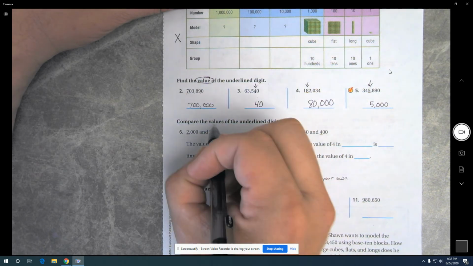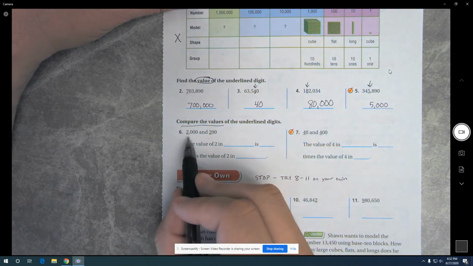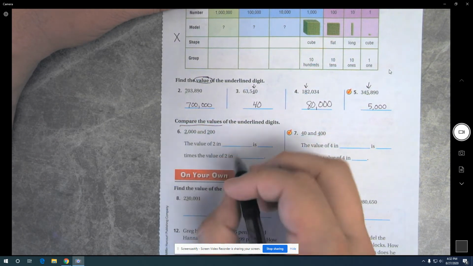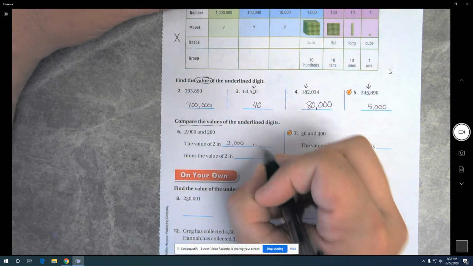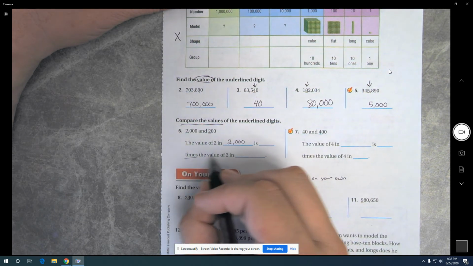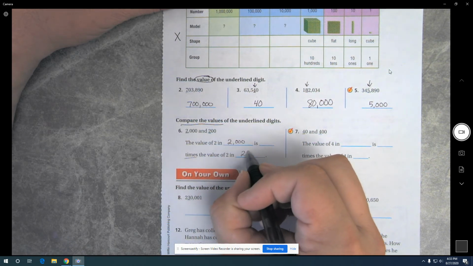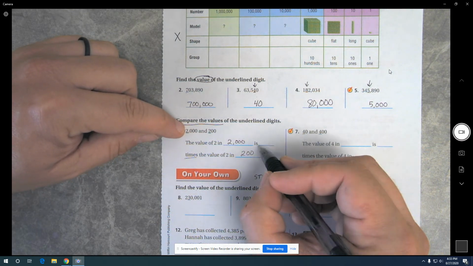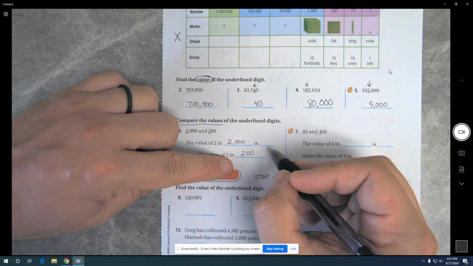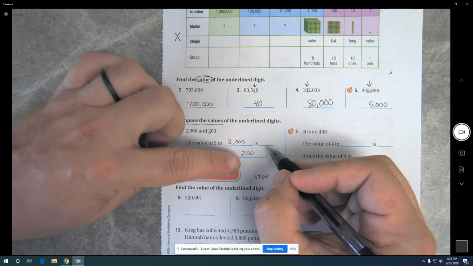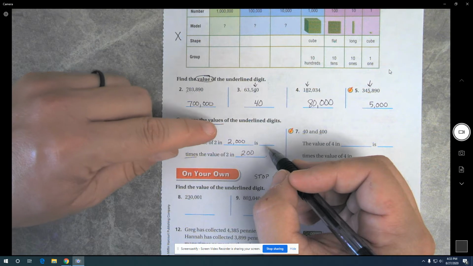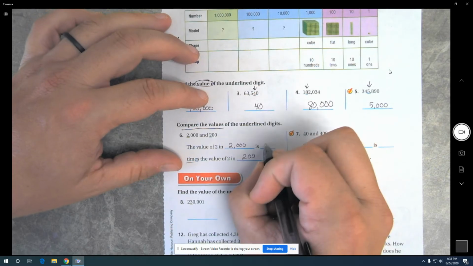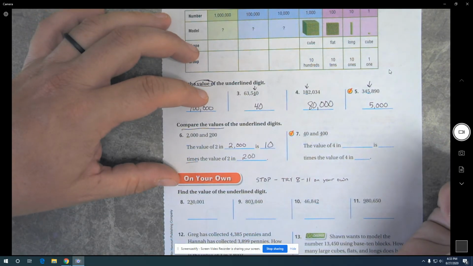So compare the values of the underlined digit. So this 2 is 2,000. This 2 is 200. The value of the 2 in 2,000 is blank times the value of the 2 in 200. I like to fill those in first. The value of the 2 in 2,000 is blank times the value of the 2 in 200. So 2,000, if you have $2,000 and I have 200, first of all, you're rich by a fourth grader standards, right? If you have $2,000 and I have 200, you don't just have more, you have 10 times more. It's 10 times the value.